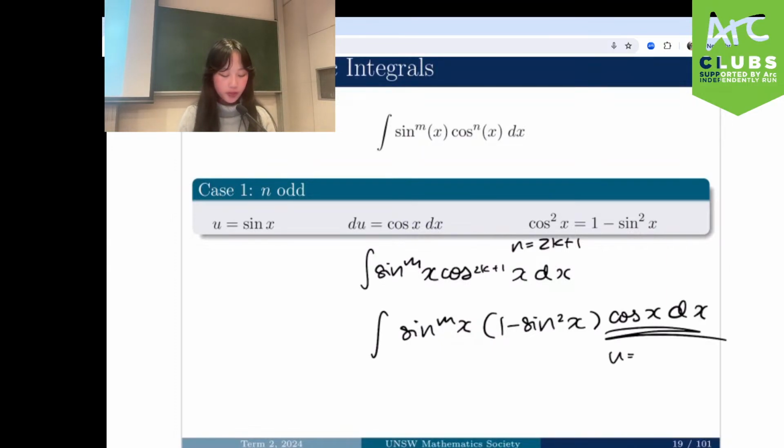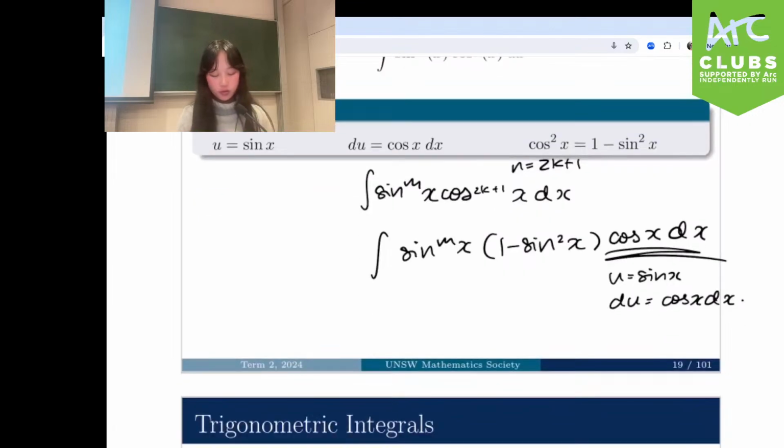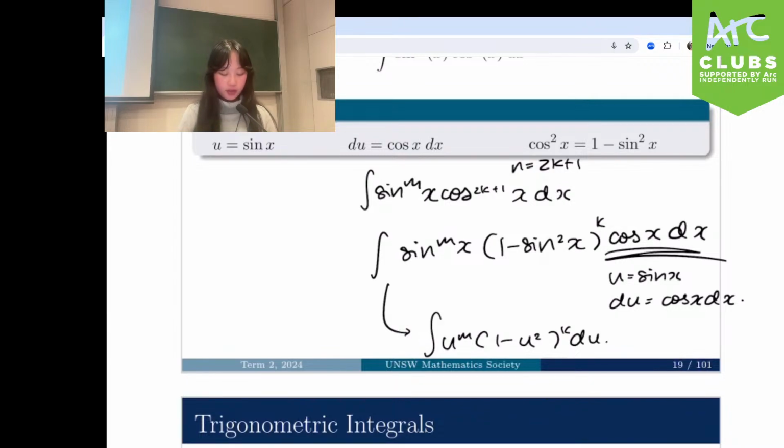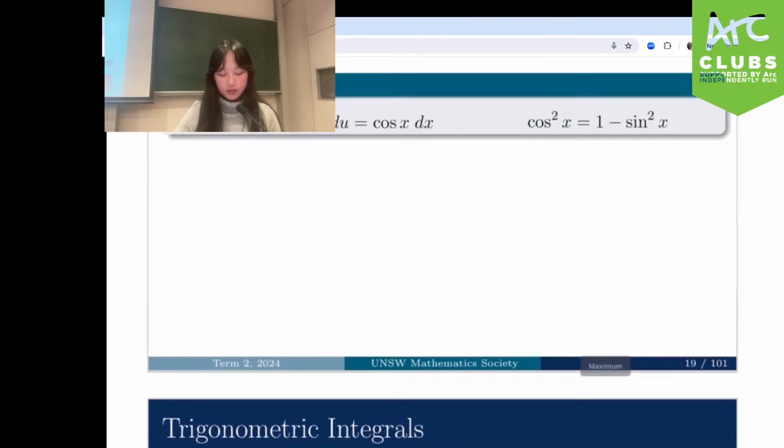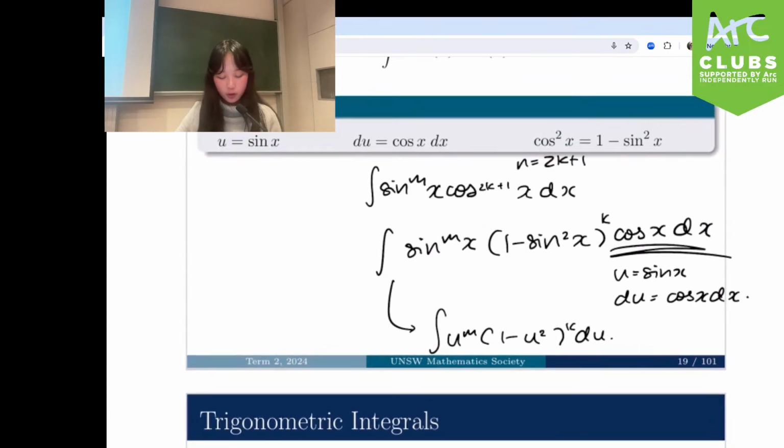If we let u equal sine x, then du will be cos x dx. Yeah? So what that means is we can write this as u to the m, 1 minus u squared to the k, forgot the k, du. And this will be a little bit easier to integrate than this big chunk of powered sines and cosines, because this is just a polynomial.